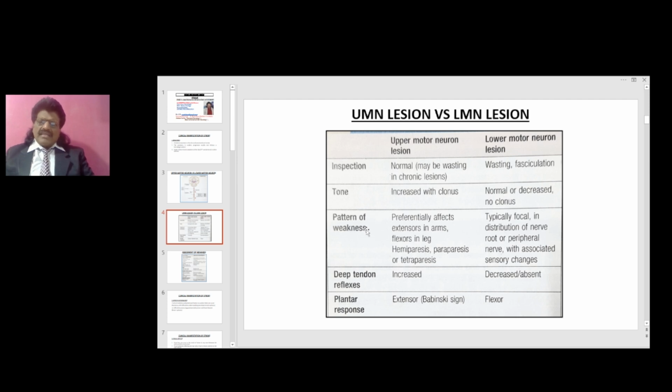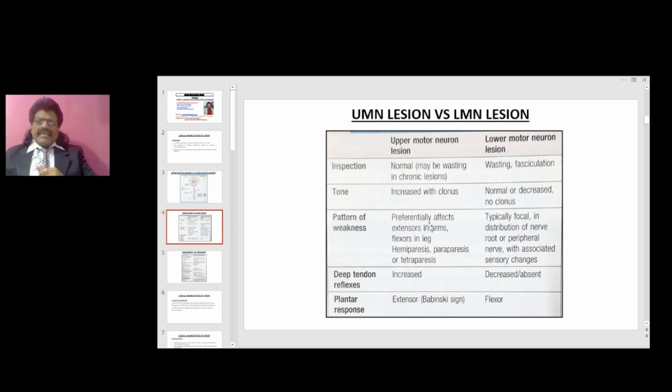Pattern of weakness. It preferentially affects extensors of the arms and flexors of the legs, causing hemiparesis or paraparesis or tetraparesis. Here I need to spend some time to explain what are all the muscles which get preferentially affected in an upper motor neuron lesion. So it affects extensors in the arm. So what are the muscles which get affected in arms? Easy to remember by an acronym, DATES. D-A-T-E-S.